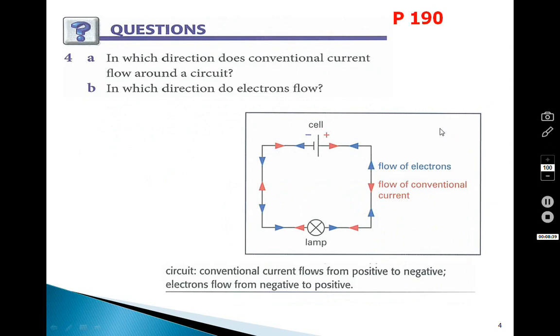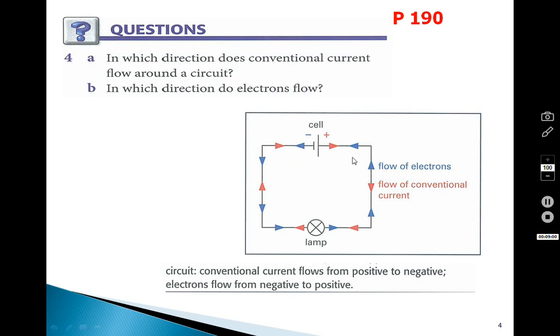Okay. Now we will move to page 190. Question number 4. In which direction does conventional current flow around the circuit?